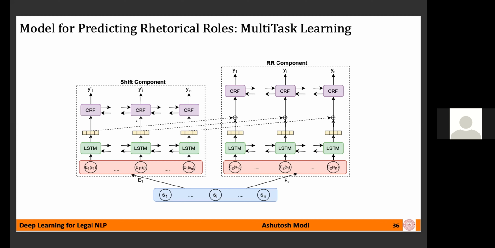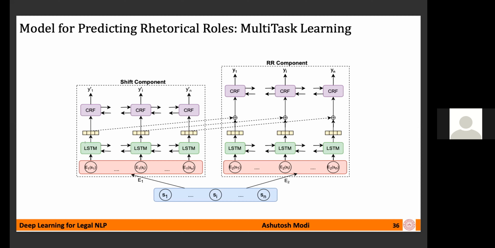So there are two tasks that we are predicting at the same time: a shift component and an RR prediction component. We want to first predict whether there is a shift in the label, which is the auxiliary task, right? So we want to predict whether there is a shift in the rhetorical role label. And if there is a shift, then that should inform the RR prediction part, so it should update its probability about the possible labels that could happen.